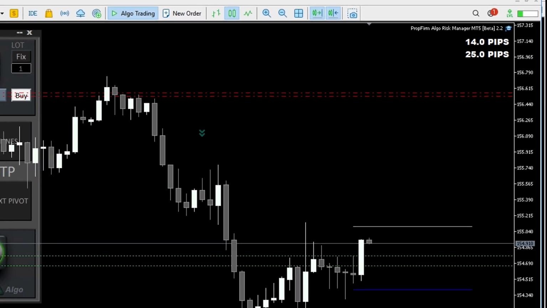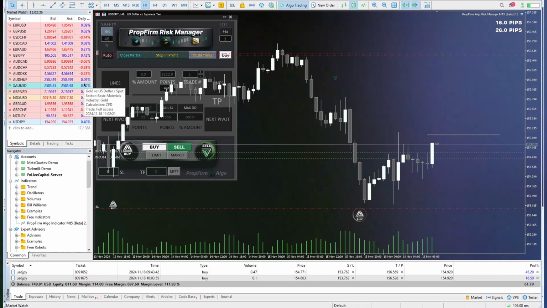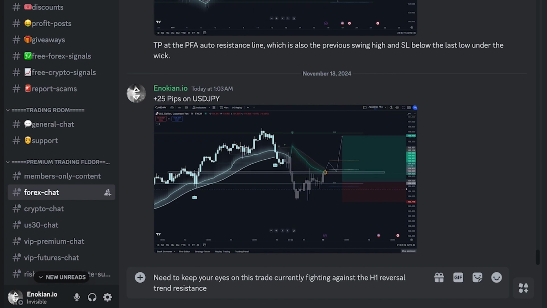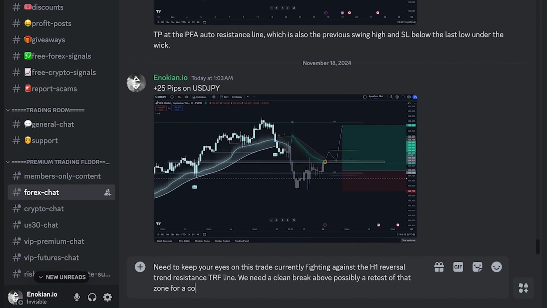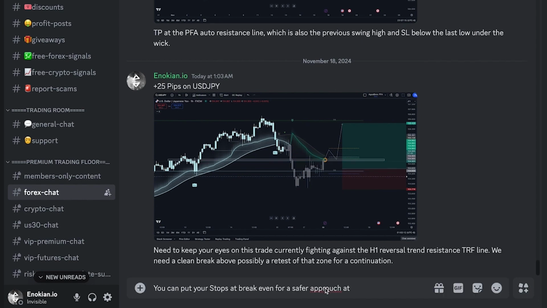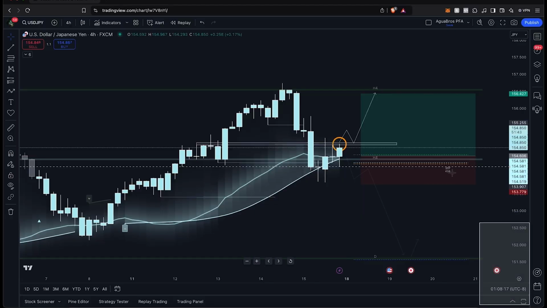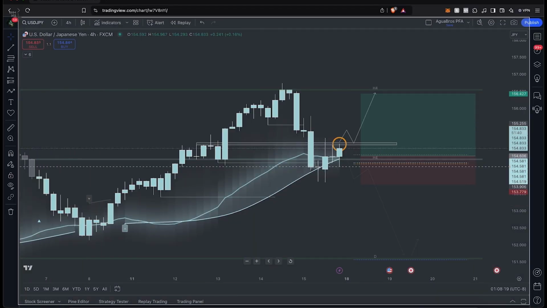I've added a second position on USDJPY. Need to keep a close eye on this trade, currently fighting against the 1 hour reversal trend resistance, which is the TRF line. We need to see a clean break above, possibly a retest of that zone for a continuation. You could put your stops at break even for a safer approach in situations like this. Taking another screenshot, you can clearly see that resistance right there.